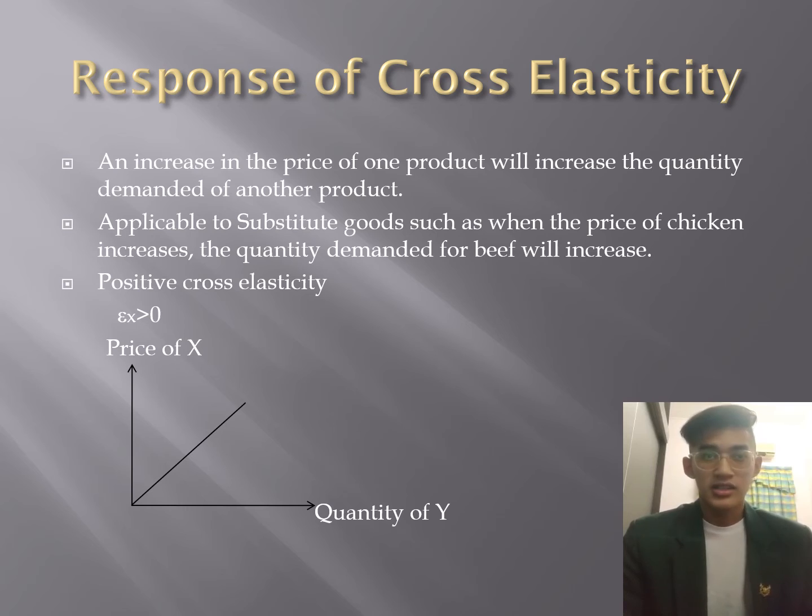Next, response of cross-elasticity. An increase in the price of one product will increase the quantity demanded of another product. Applicable to substitute goods, such as when the price of chicken increases, the quantity demanded for beef will increase. Positive cross elasticity is like as the slideshow shown above.